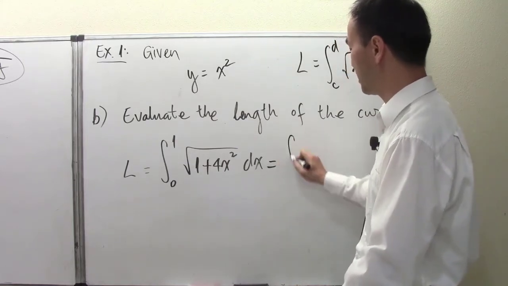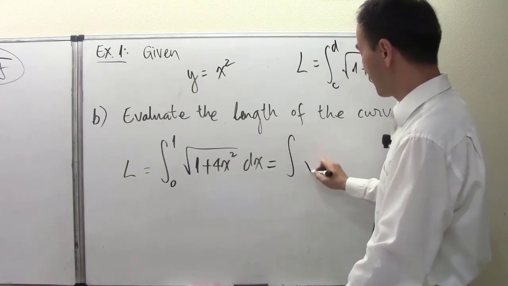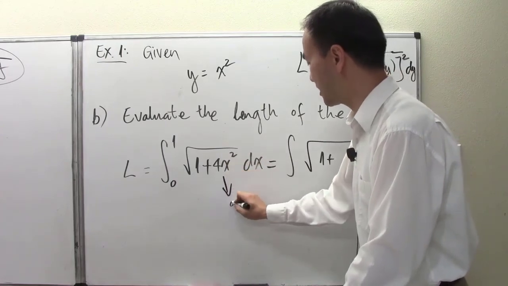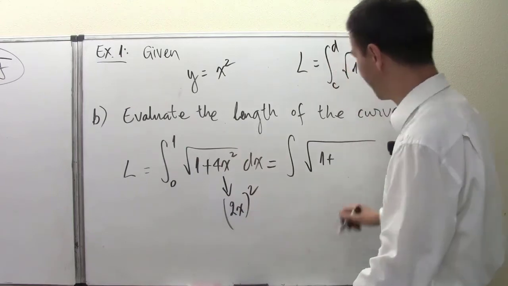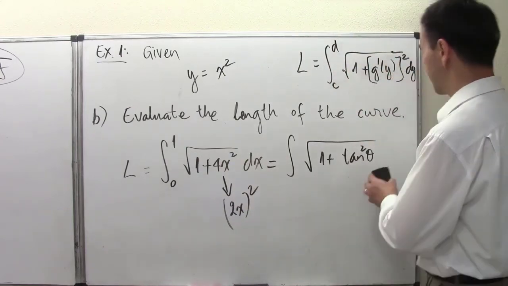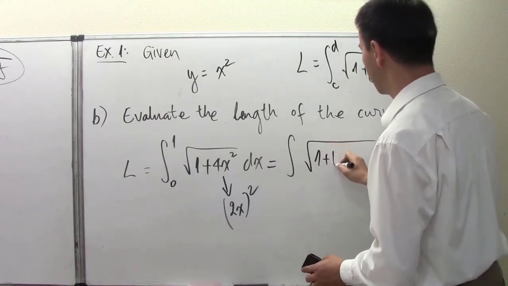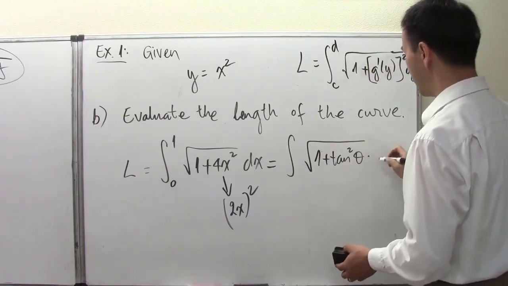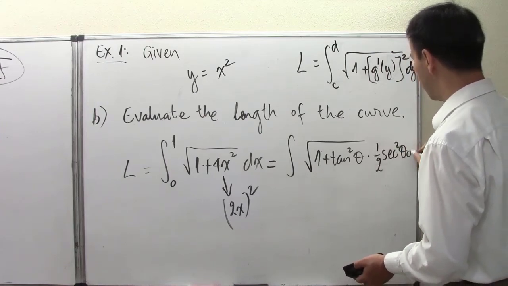This is going to be the integral, and I'm leaving the bounds here. 1 plus, as I said earlier, 4x squared is the same as 2x all squared. So this is 1 plus tangent squared of theta. Then dx is substituted by 1/2 secant squared theta d theta.